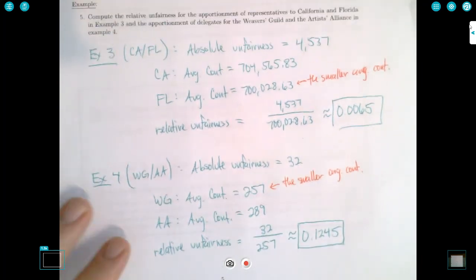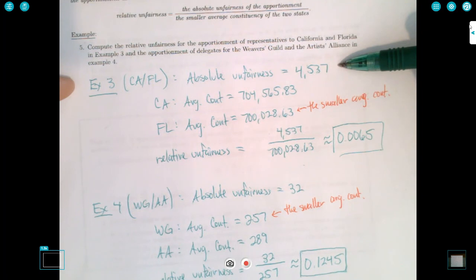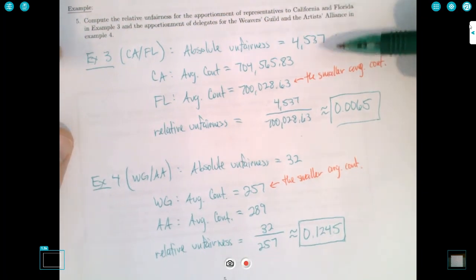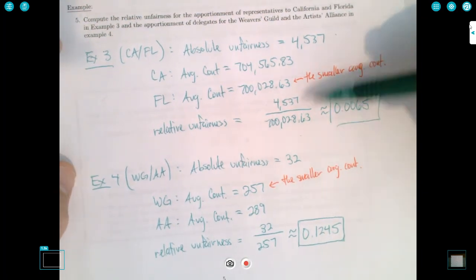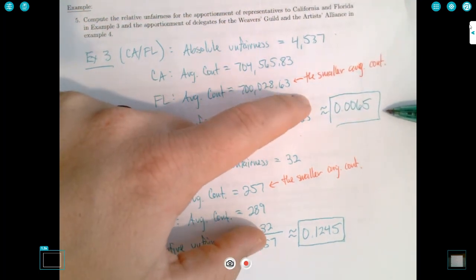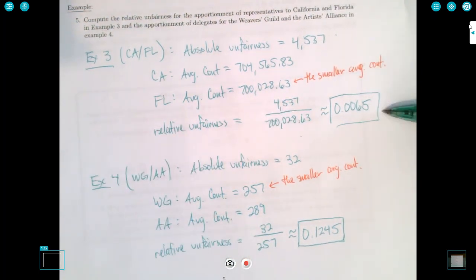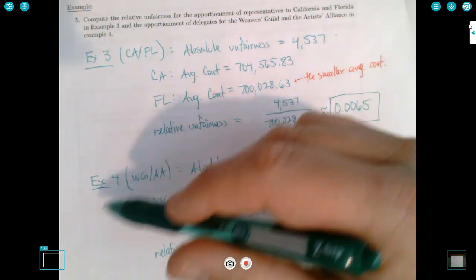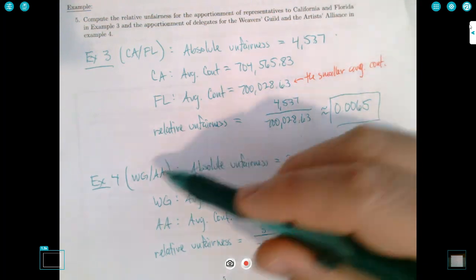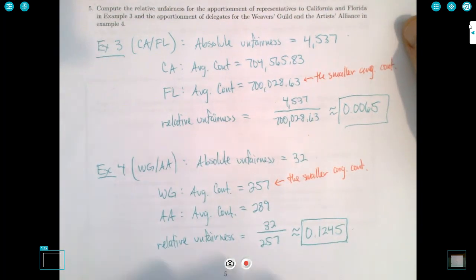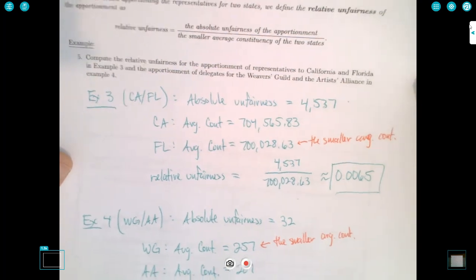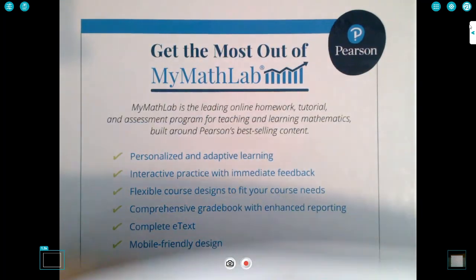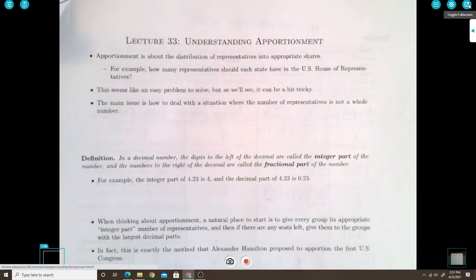So as you can see, even though the absolute unfairness in example 3 was much more than in example 4, when you compare their relative unfairness, you can see that the apportionment in example 3 is actually much more fair than the apportionment in example 4. So this apportionment is much more unfair, unequal. And that's all I have to say for now on the issue of apportionment.